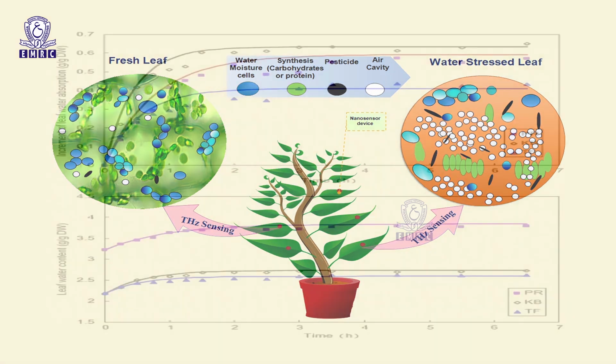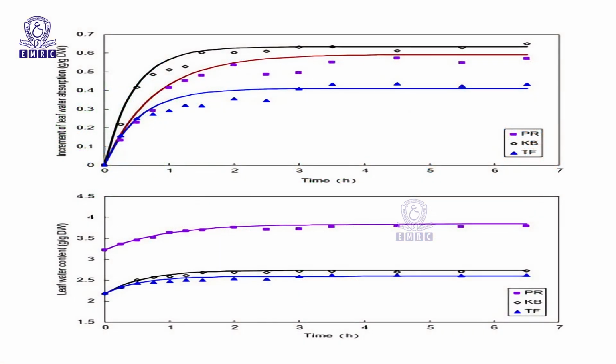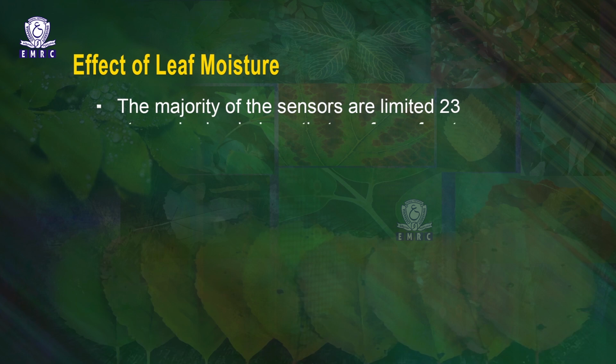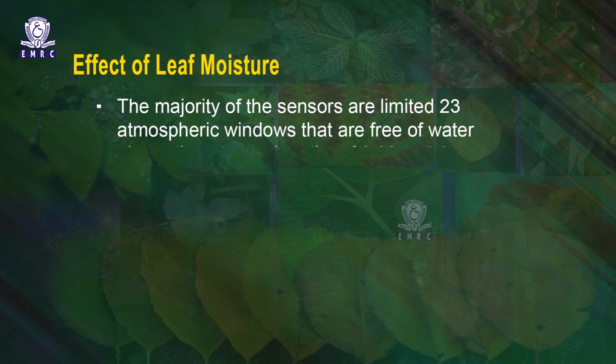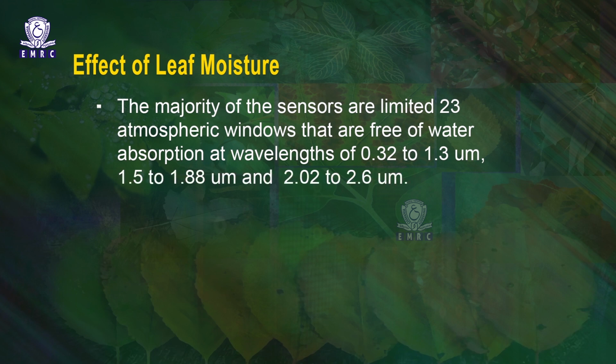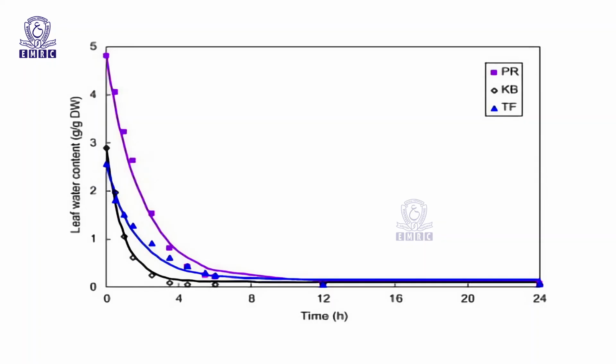However, the atmosphere also absorbs radiation in these water absorption bands, and therefore the majority of the sensors are limited to the atmospheric windows that are free of water absorption, at wavelengths of 0.32 to 1.3 μm, 1.5 to 1.88 μm and 2.02 to 2.6 μm. Unfortunately, within these wavebands, electromagnetic radiation is still sensitive to leaf moisture.